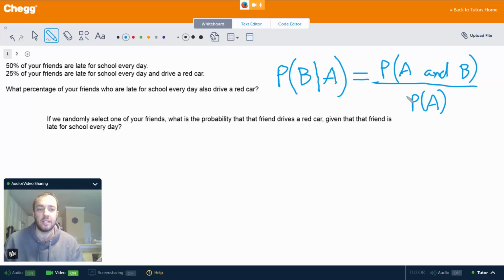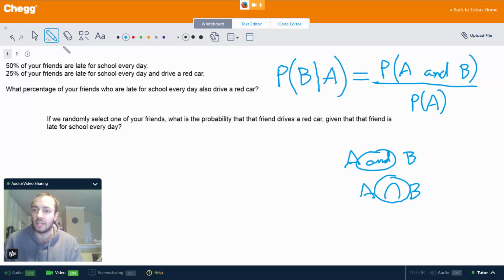Now I would like to point out that sometimes A and B is written with the intersection symbol and not the word and, but it means the same thing either way. So you might see it with the word and, you might see it with the intersection symbol. Either way, it's the same thing. It's just really a notational matter. Okay, so how does this formula apply in this case here?